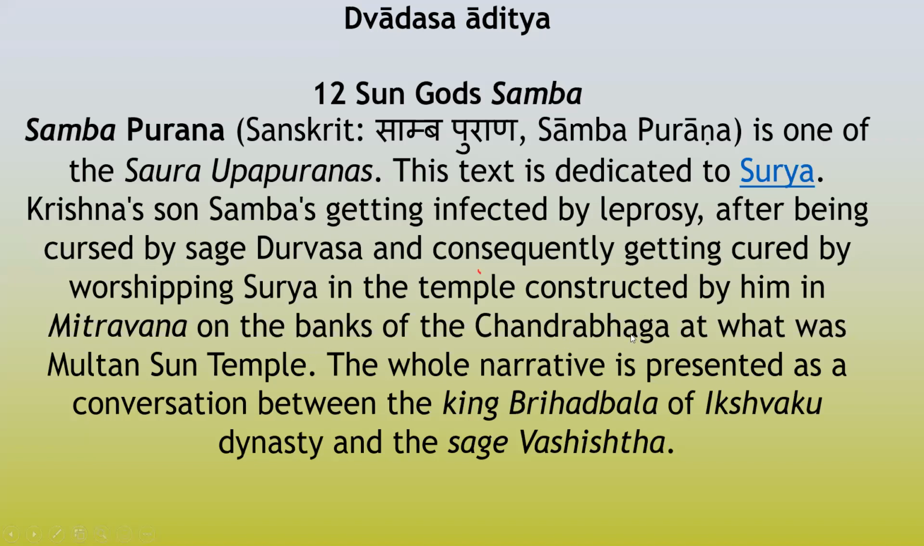on the banks of Chandrabhaga, which is in northern India. And the whole narrative is presented as a conversation between King Brihat Bala of the Ikshvaku dynasty and sage Vashishta. Sage Vashishta is a very, very important figure in the Vedas. He's a writer of a lot of the Vedas, and he's also connected with the planet Saturn.